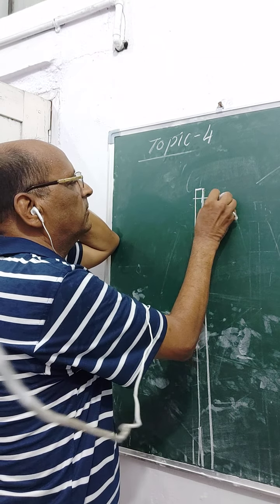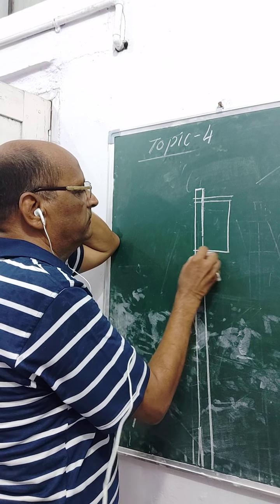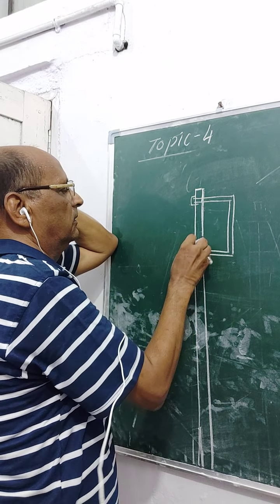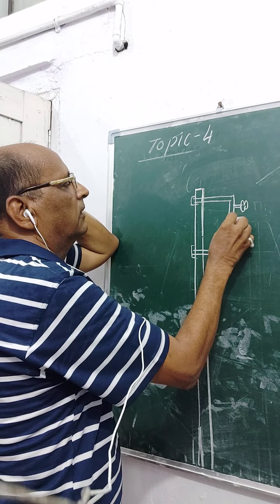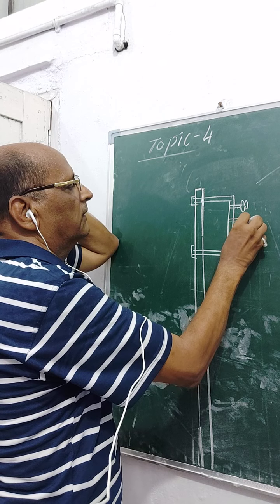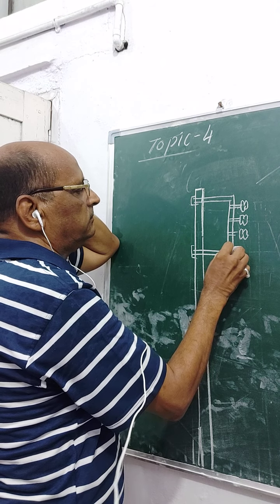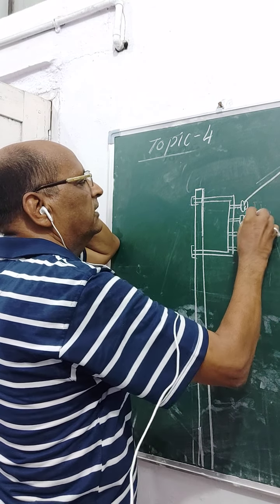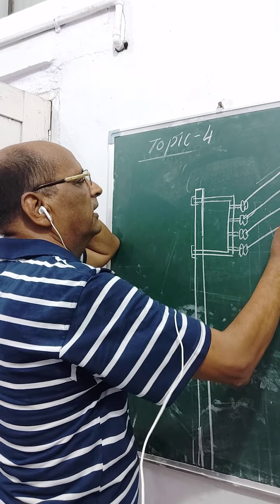So normally a cross arm is situated like this, and on this cross arm we put the insulators, R, Y, B and neutral, and the wire will run like this on this insulator. So this is R, Y, B and neutral.